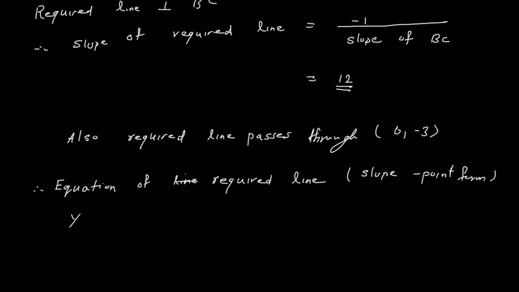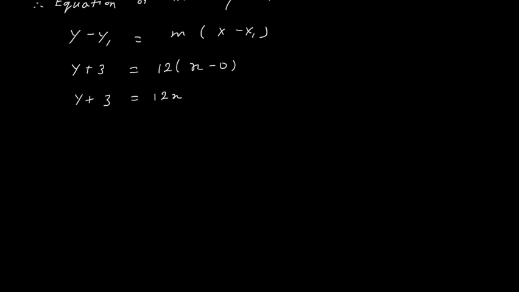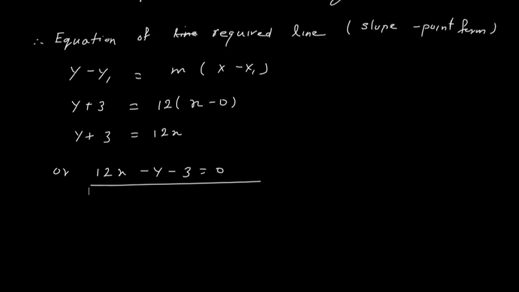So slope point form, that is y - y1 = m(x - x1). So we get y + 3 = 12 into (x - 0). So y + 3 = 12x, or 12x - y - 3 = 0. Or you can say that 12x - y - 3 = 0. This is our line, equation of required line.